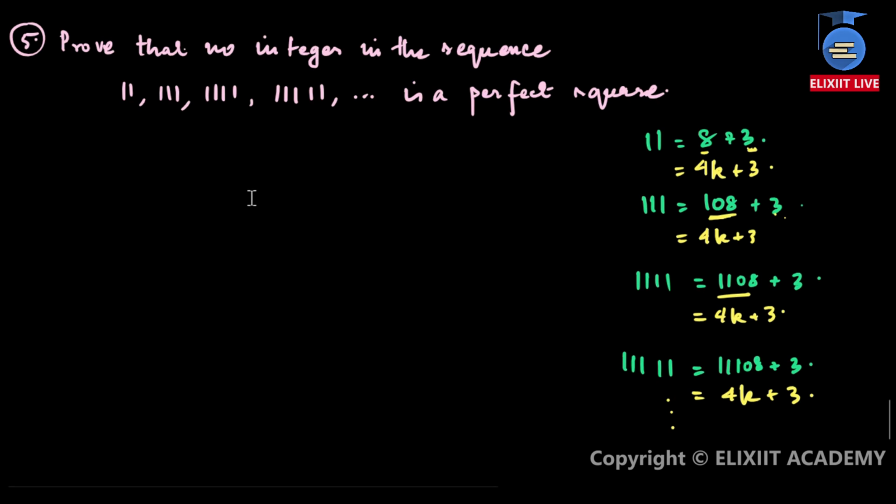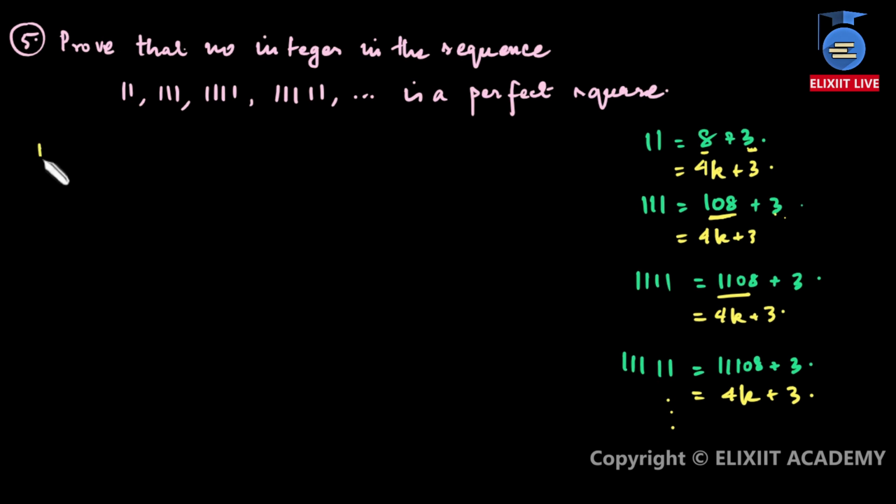Now see from here, by the division algorithm, any integer is of the form 2k or 2k plus 1 if you put the value of b equal to 2. In the division algorithm, if you put b equal to 2, then any integer a is of the form 2k or 2k plus 1. All of you know this? It's basic division algorithm.